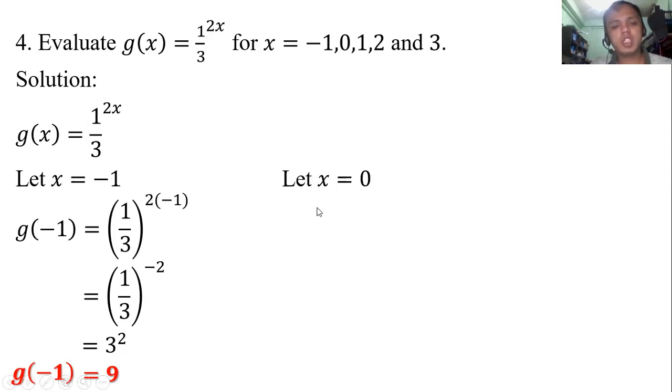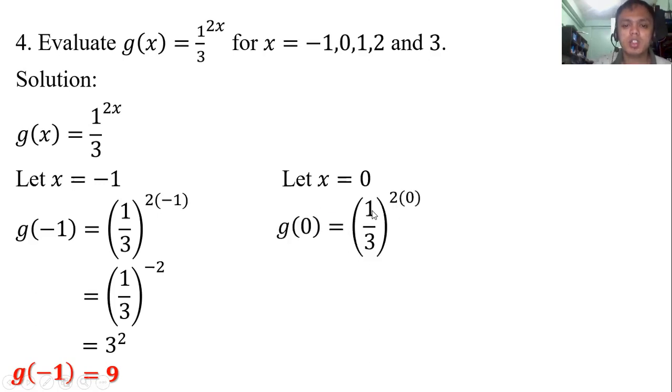Next, if your x naman is 0, no? Example is 1/3 raised to 2 raised to 2 times 0. 2 times 0, automatic 0. Then 1/3 raised to 0, that would be equal to 1. Following the laws of exponent. Any base, no, that is raised by 0, automatic equal to 1 yun. Except 0. Except 0 na base, no?